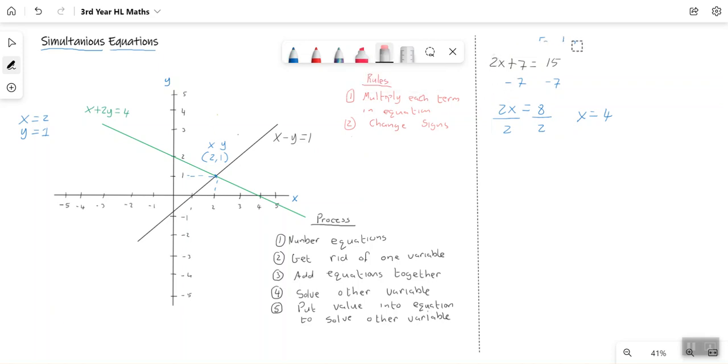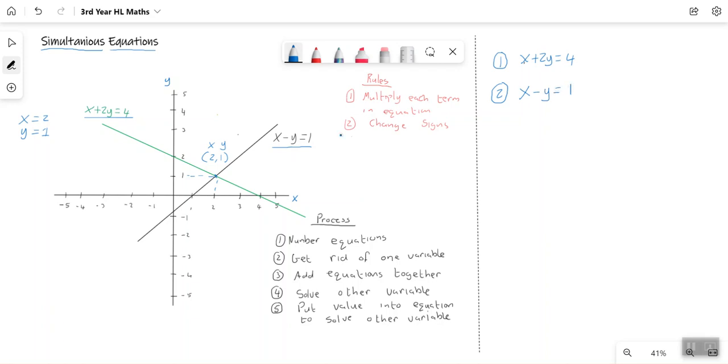Okay, so let's get rid of this here, and let's write out the two simultaneous equations. When you're solving simultaneous equations, the first thing you want to do is number both of the equations. So we're going to have equation 1 and equation 2. We can take this one here, so this is going to be equation 1: x plus 2y is equal to 4. And then we will call this one down here equation 2: x minus y is equal to 1.